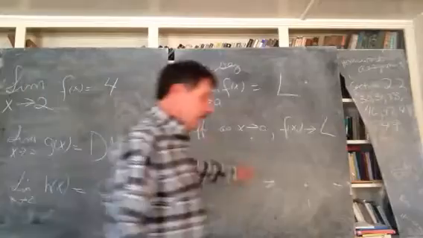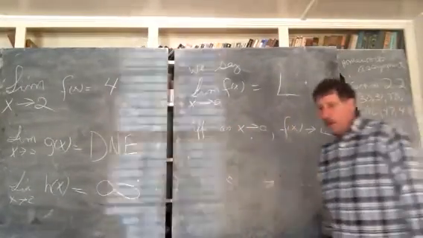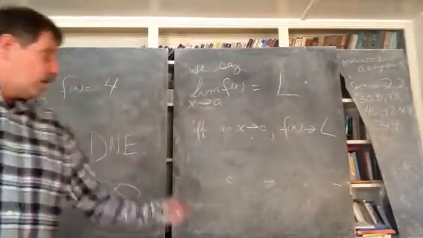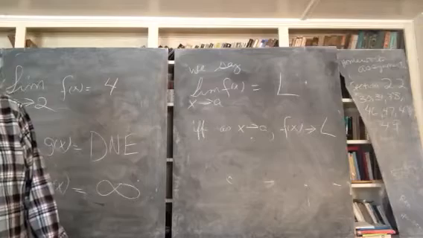And again, the last section in chapter 2 is a formal definition of limits. So this is just intuition. That's the way we say it.